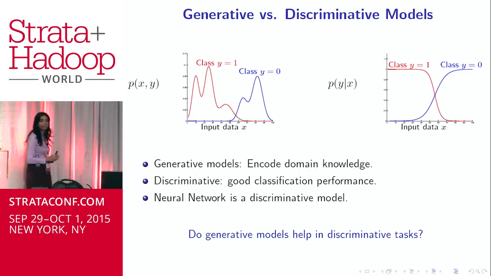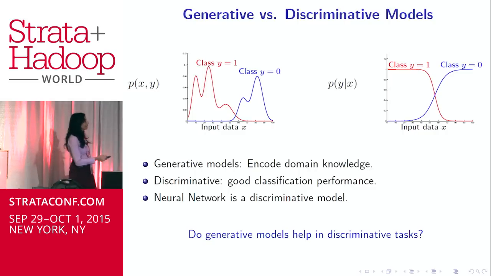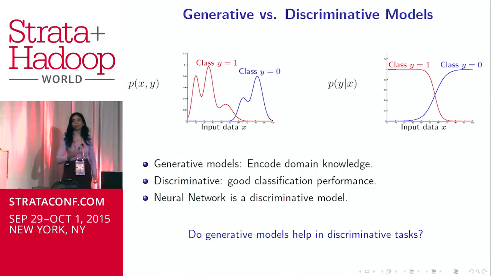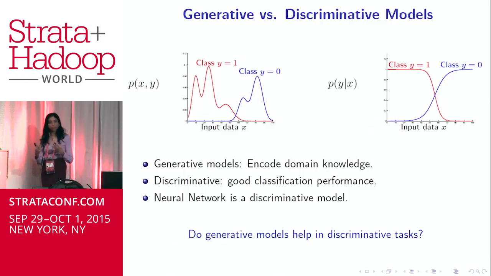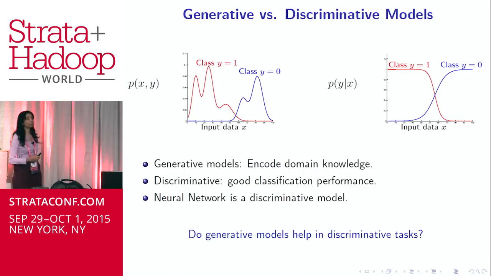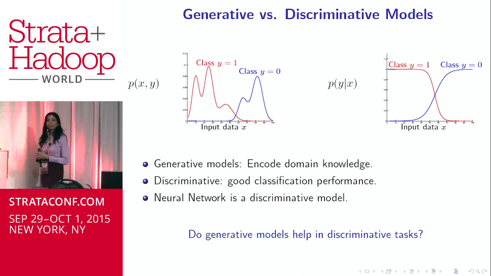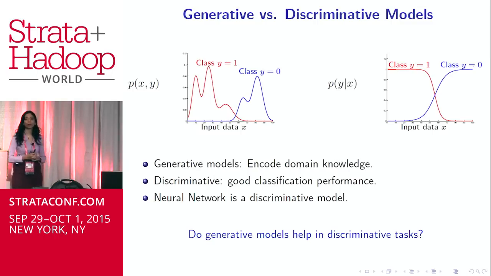The neural network is a discriminative model, meaning that we are just learning the conditional distribution of the output or the label y given the input, right? On the other hand, a generative model would try to model both the input and the output, the joint distribution on the input and the output. And so the idea is, even for a discriminative task, even for training a neural network, what we'll show is that having generative models is highly useful.